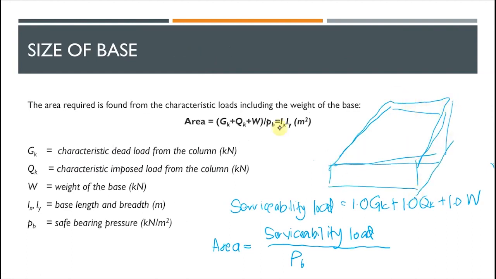Here, if you see LX, LY, this is actually LX and LY. So this is the area. Usually when we design a foundation, a pad footing, we assume it is a square foundation. We just take the square root of the area value, so we get the value of one side, LX, which will equal the value of LY.